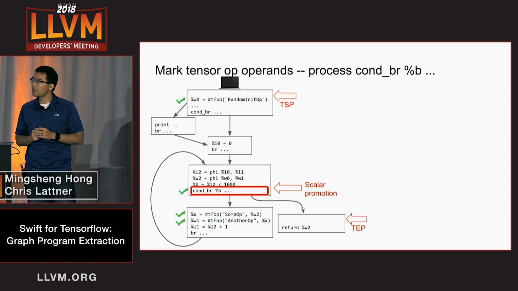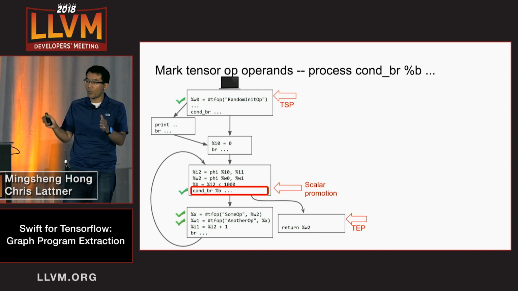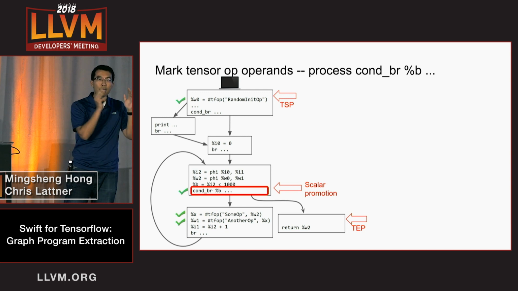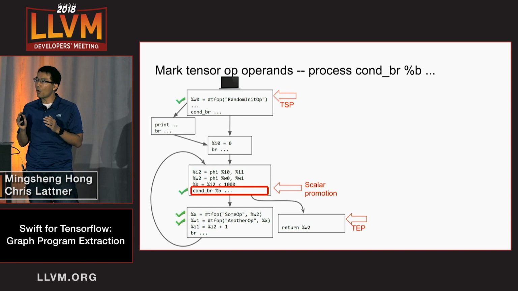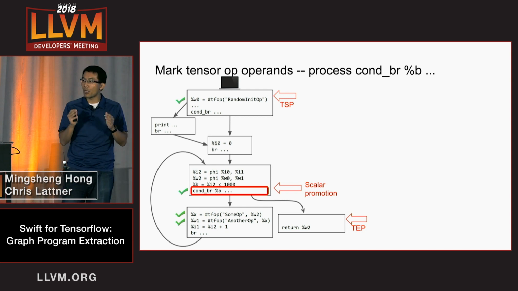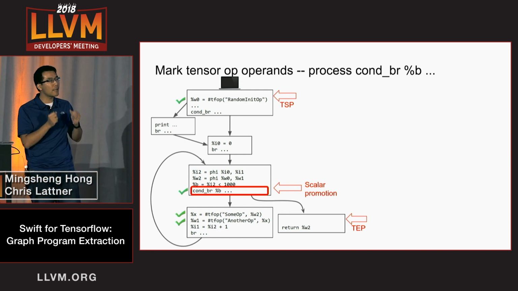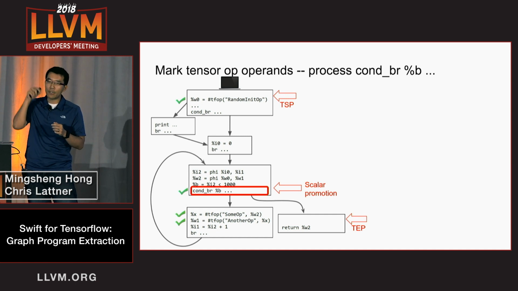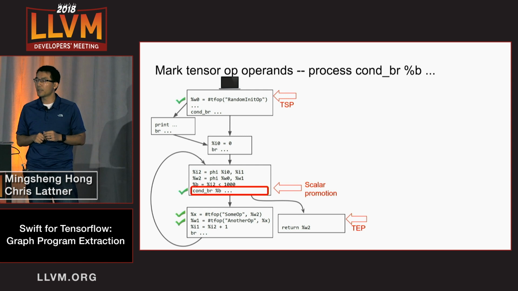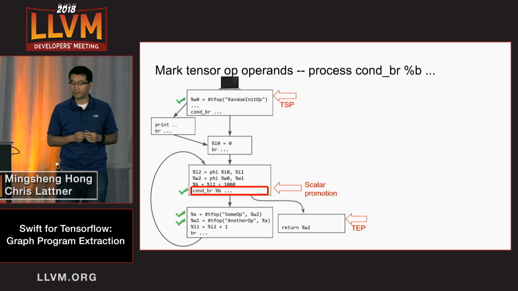There are two options. We can still run that conditional branch on the host and send its output to the graph, so we can run the loop body in the graph. Or, as a more performant option, we can run that conditional branch itself in the graph. And that's what we chose. Now, since the graph can only execute tensor operations, this involves promoting the scalar value b to a tensor. And that's what we call scalar promotion.